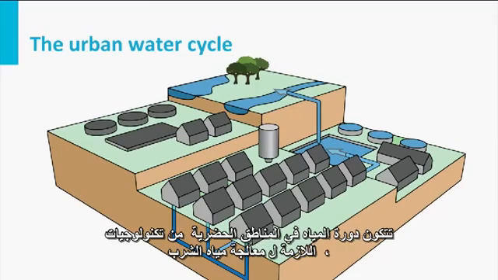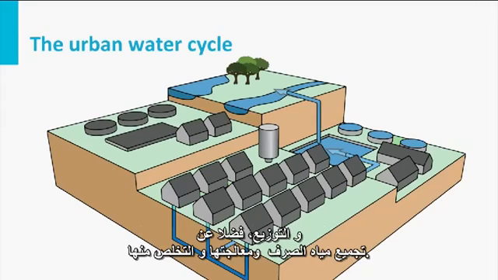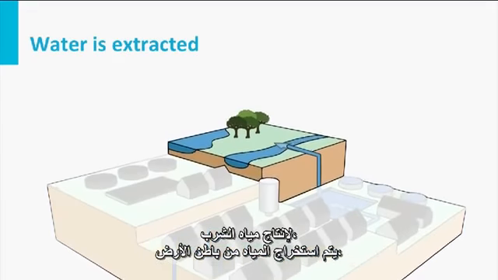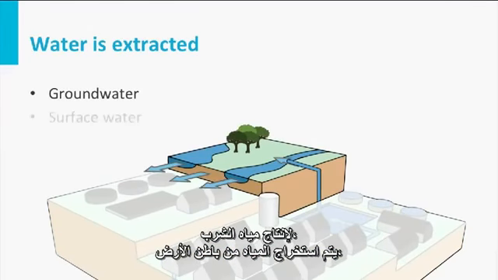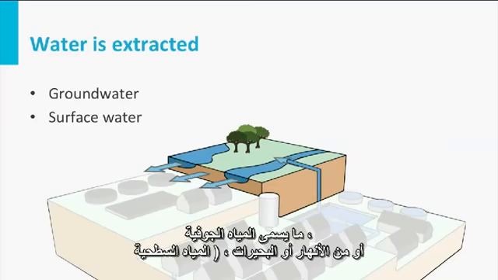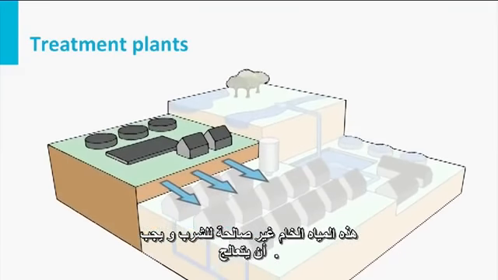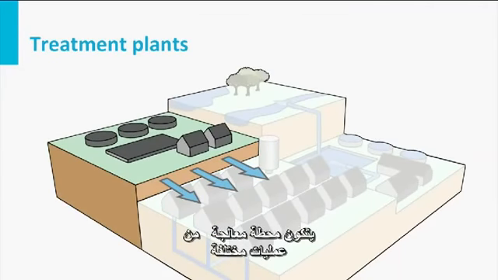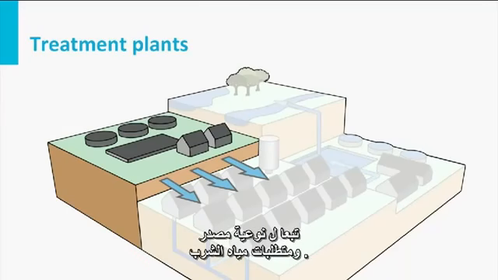The urban water cycle consists of technologies needed for drinking water intake, treatment and distribution, as well as wastewater collection, treatment and discharge. To produce drinking water, water is extracted from the underground, so-called groundwater, or from rivers or lakes, the surface water. This source water isn't drinkable and must be treated. The treatment plant consists of different processes depending on the quality of the source and the requirements for drinking water.